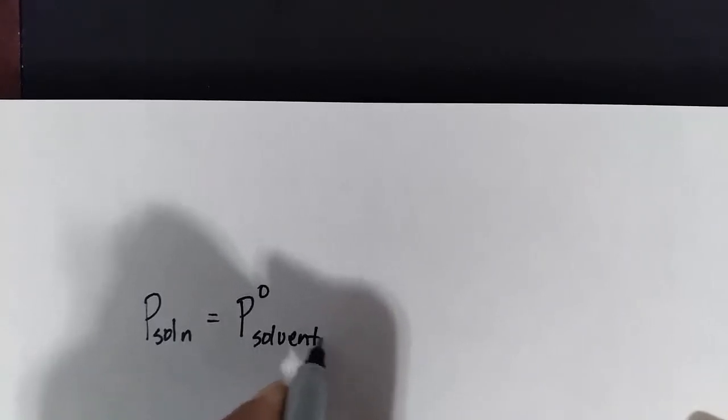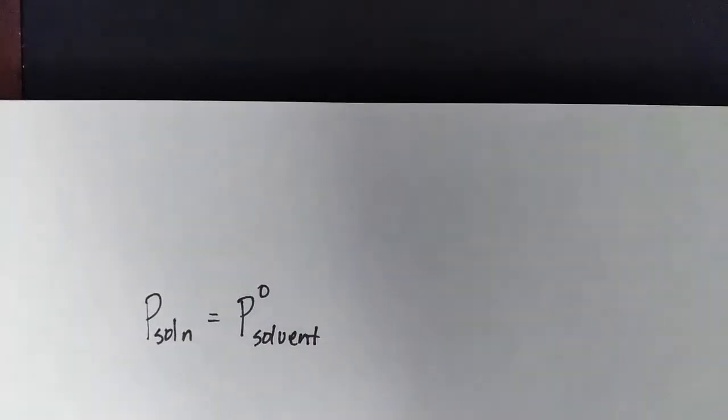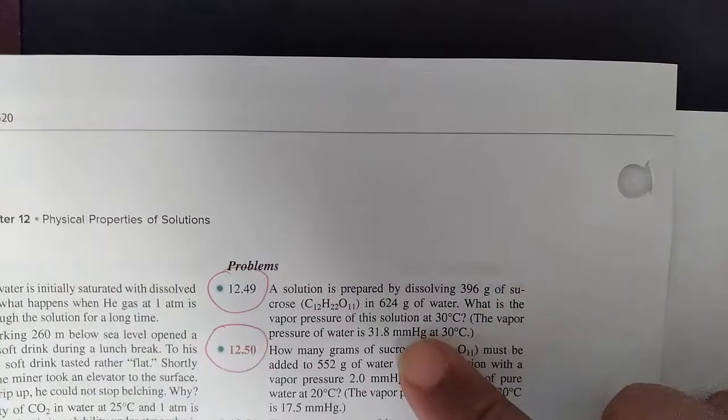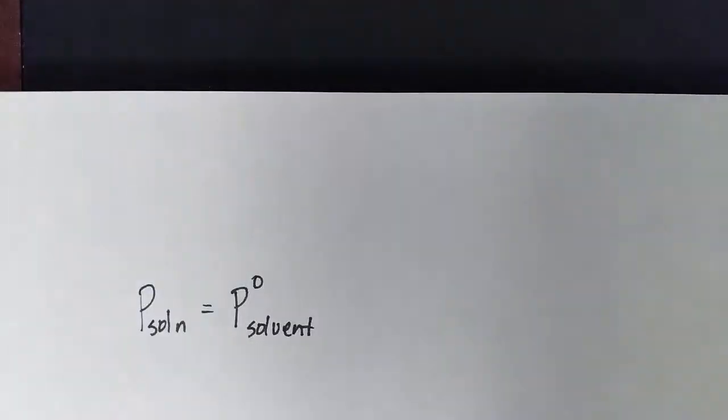So here's the important equation that we need to know. We have the new vapor pressure of the solution. It's going to equal the vapor pressure standalone of the solvent. This is the solvent completely and totally by itself. Here you're going to look it up at the specific temperature. Here they give that to us. It's actually at 30 degrees, 31.8 millimeters of mercury pressure exerted.